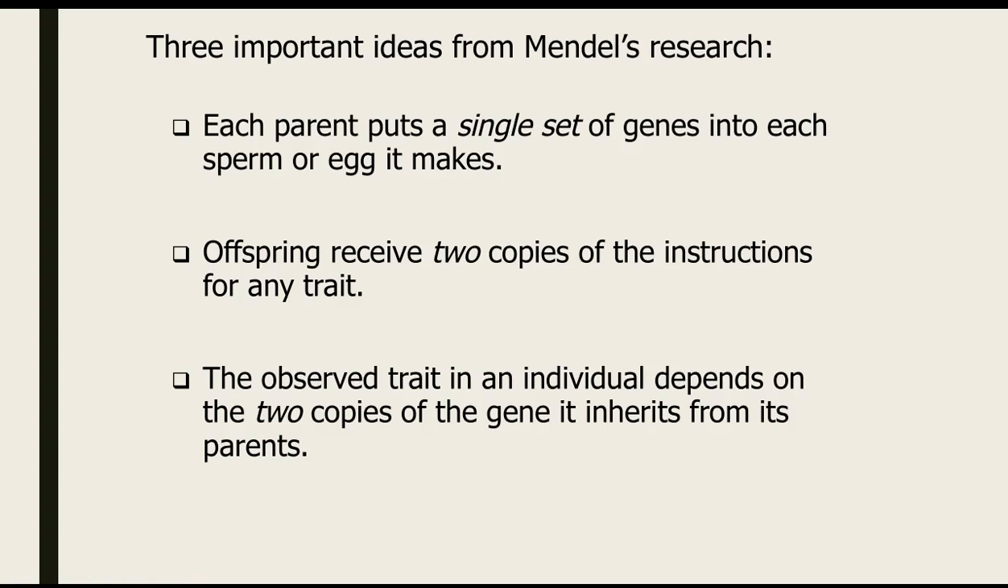Finally, the trait that you actually observe is dependent upon which two copies of the gene you got from your parents. You could have two of the same copies from mom and dad, and in that case you would be homozygous. If you had two different versions of the alleles, then you would be heterozygous. Those are terms that we learned about in lab a couple weeks ago. If you have two dominant alleles, then you're homozygous dominant.